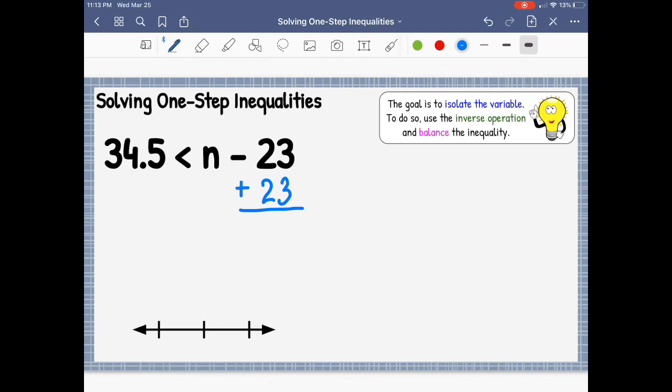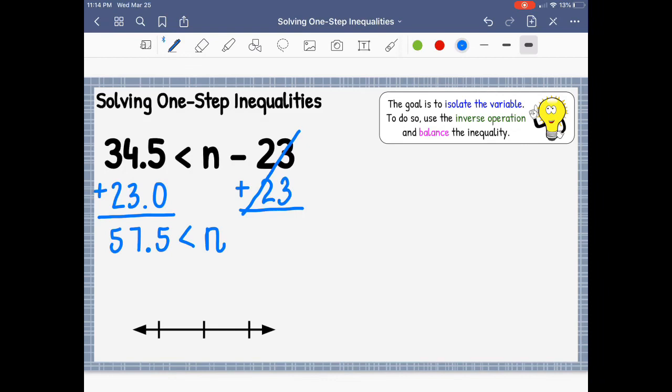When we do it on the left side, we need to make sure to follow our decimal rules. So what should we do with our decimals? We need to line up our place values. And remember, 23 is like 23 and 0/10. Now let's do the math. Bring my decimal straight down. Bring my inequality straight down. Now on the right side, negative 23 plus 23 make a 0 pair. So we are only left with n.